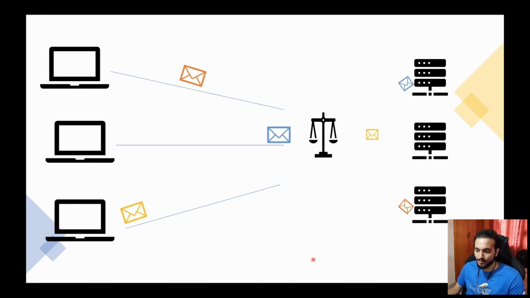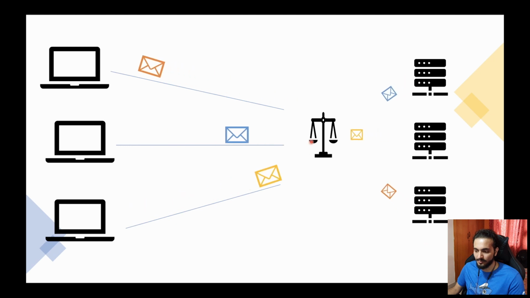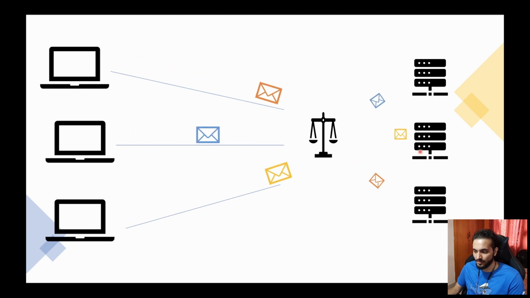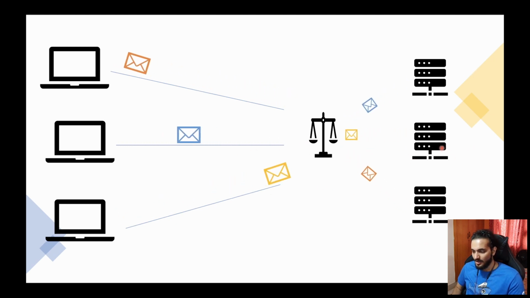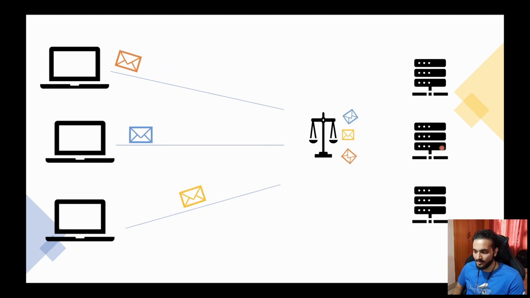You can send the first request to the first server, the next request to the third server. This is just randomly picking servers. I'm denoting it with different colors here. The orange packet is going to the third server, the blue is going to the first, and the yellow is going to the second server. This is a very randomly chosen server, by the way.